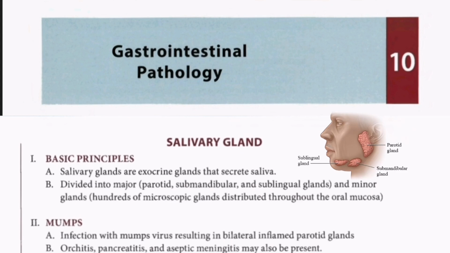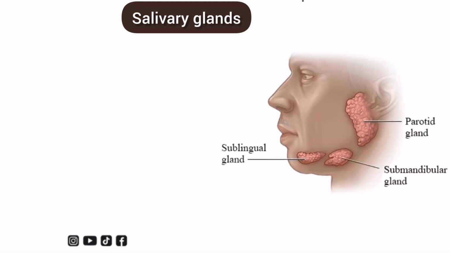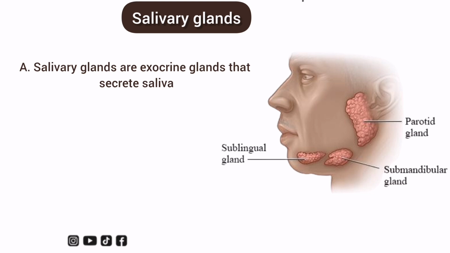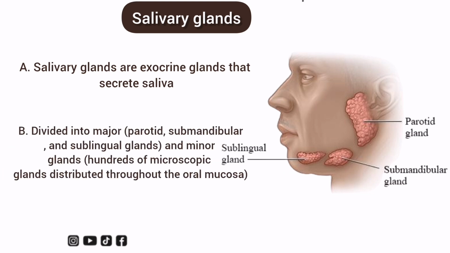The next discussion is the salivary glands. The salivary glands are the exocrine glands that secrete the saliva, divided into the major glands, containing the parotid, submandibular, and the sublingual glands. And the minor glands are the hundreds of microscopic glands distributed throughout the oral mucosa.